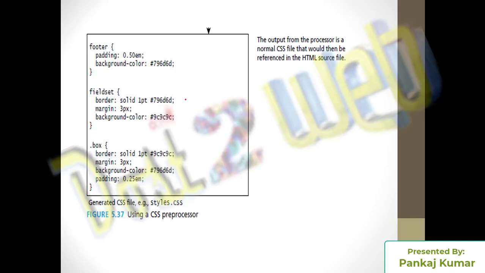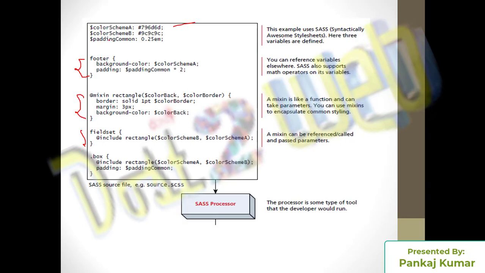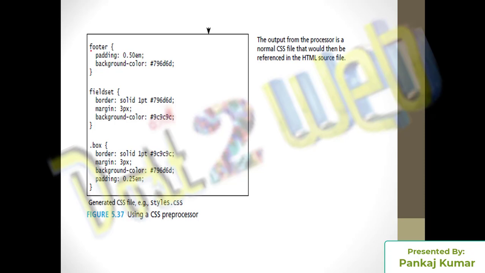You can see here, right? So the moment you write the coding this way, and once you use the Sass preprocessor, that means the CSS preprocessor, it will convert accordingly whatever you want. This is the CSS file that will get generated here. Even you can do it with the help of the coding.